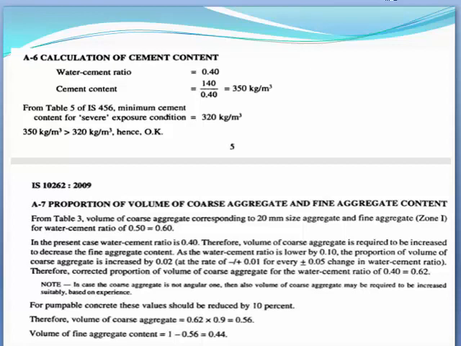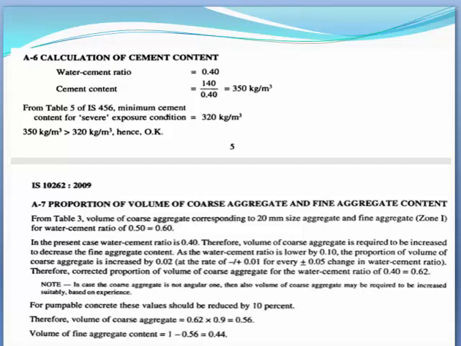So this is the calculation of the cement content, right? Based upon the water cement ratio and the quantity of the water, we have derived the quantity of the cement, which is 350 kg per meter cube, and we have verified this figure from table 5 of IS 456, right?